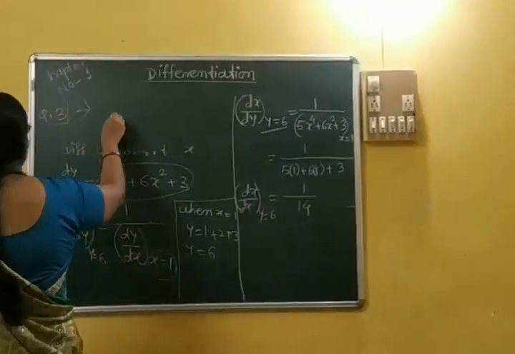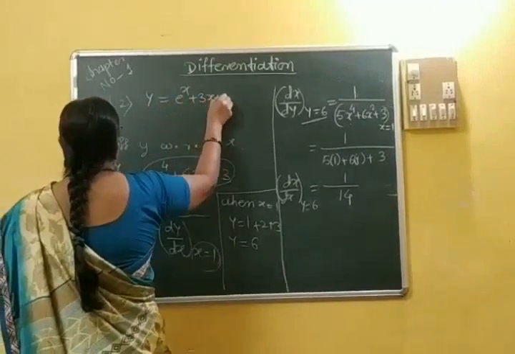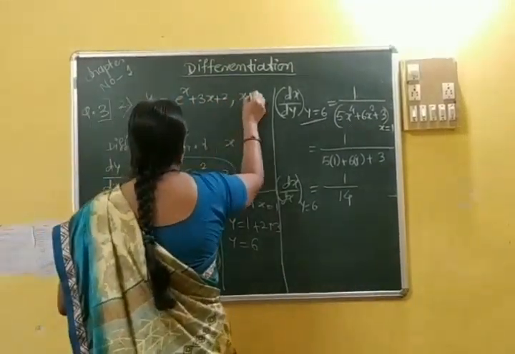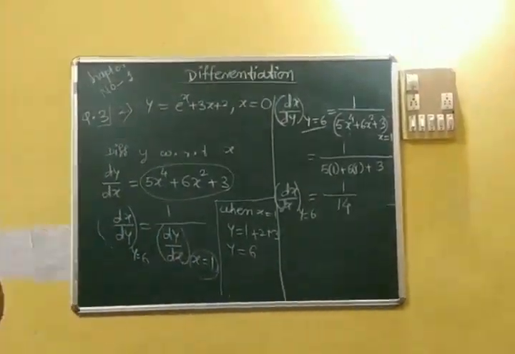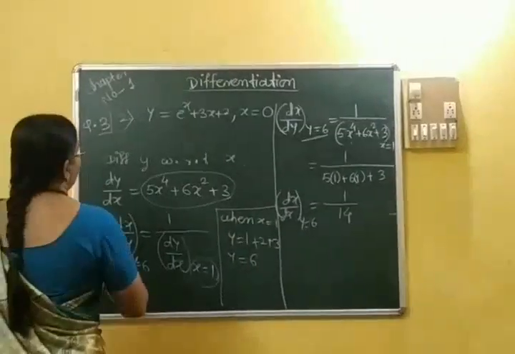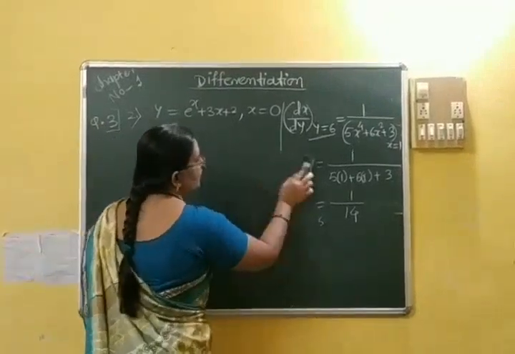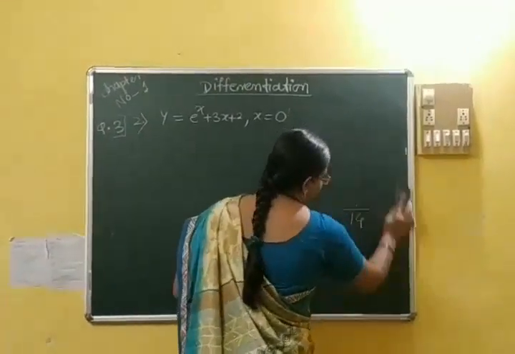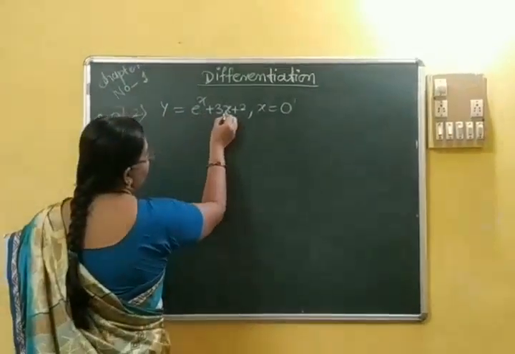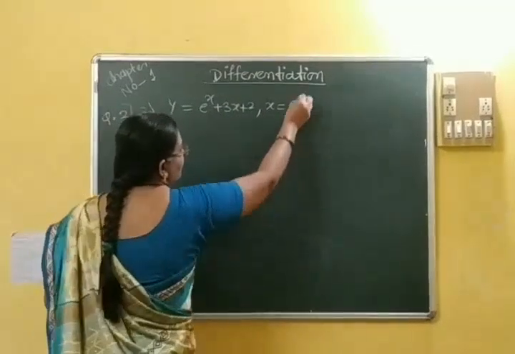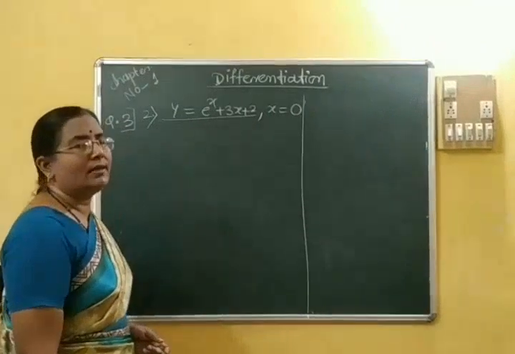The second question is y is equal to e raised to x plus 3x plus 2, at the given point x is equal to 0. First, we have to find out the derivative of this given function. Let us see, y is equal to e raised to x plus 3x plus 2 at x is equal to 0. We have to find out first the derivative of the given function.